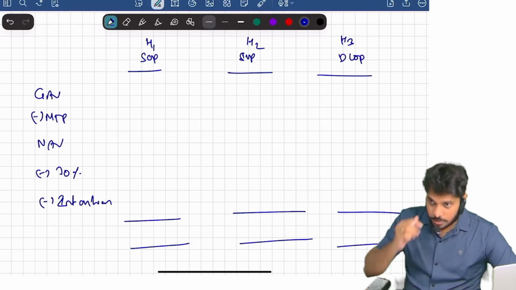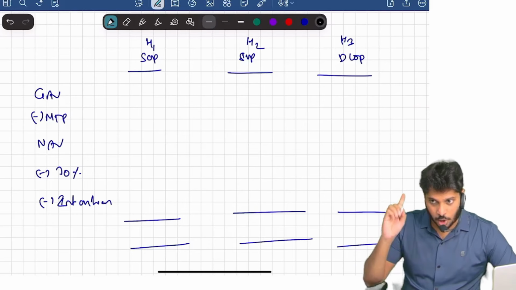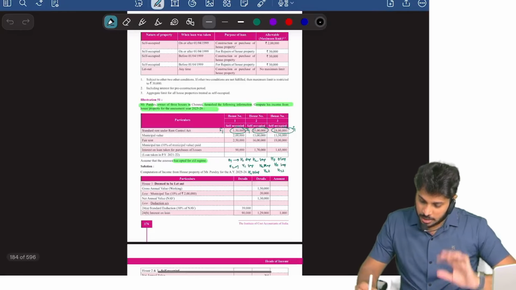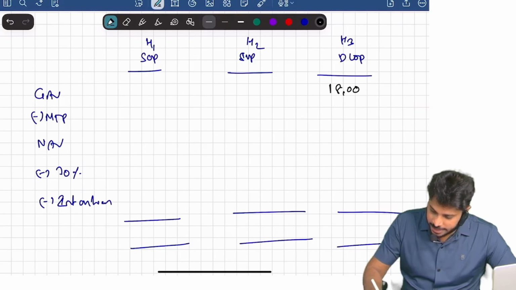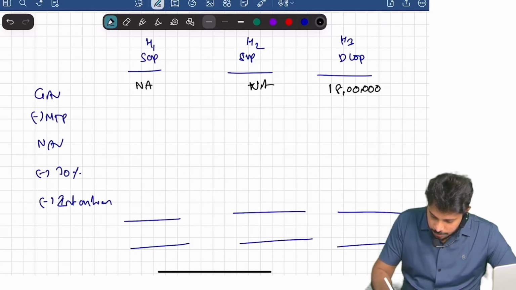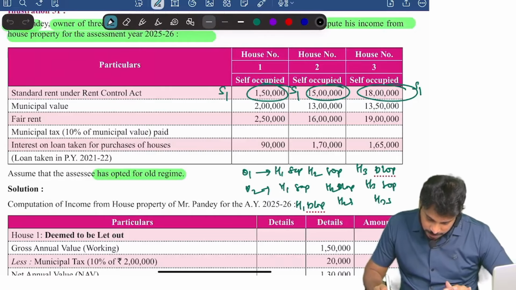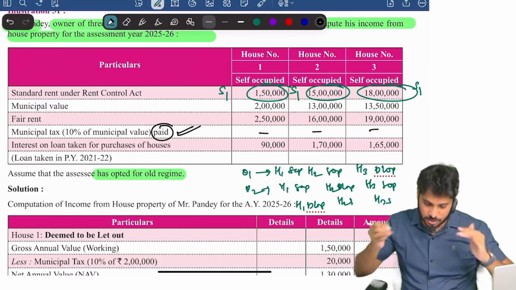Now look, I'm taking any 2 houses as SOP, the other one automatically DLOP. Now automatically if it is DLOP, gross annual value is 18 lakhs. Correct? Whereas here the point is not applicable, because when I say SOP, I can directly claim 0. Yes or no? Now you see, municipal taxes paid only they gave. Okay, paid. How much is it?